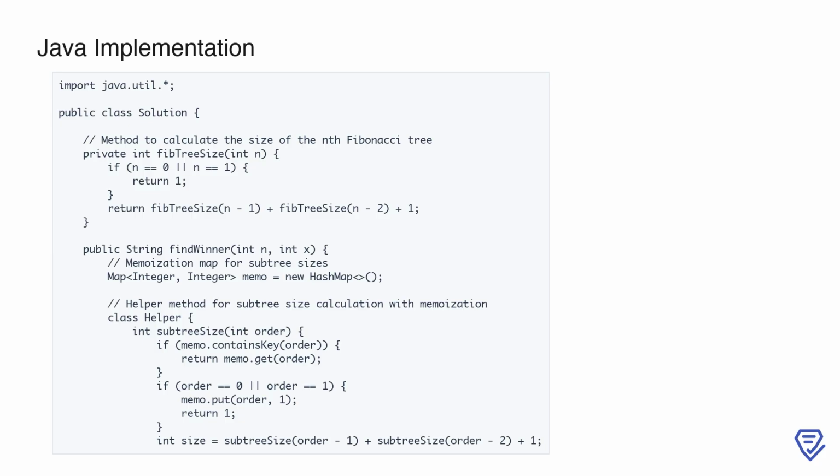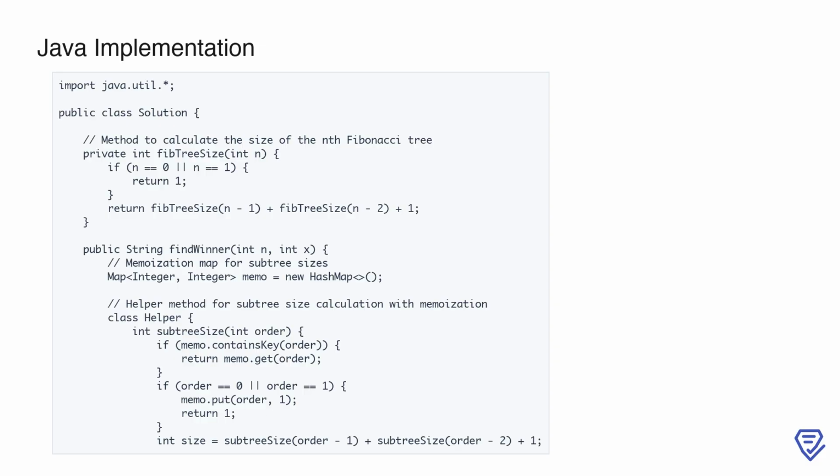Here, we start by importing the necessary Java utilities and defining our solution class. The first method we create is FibTreeSize, which calculates the size of the Fibonacci tree for a given order n. The size of the tree is derived using the Fibonacci sequence, where each node has a left and right subtree corresponding to the sizes of n-1 and n-2, plus the current node itself. For the base cases, when n is 0 or 1, the size is 1 since these represent the smallest possible trees. Then, we define the main method findWinner that will determine the winner of the game.